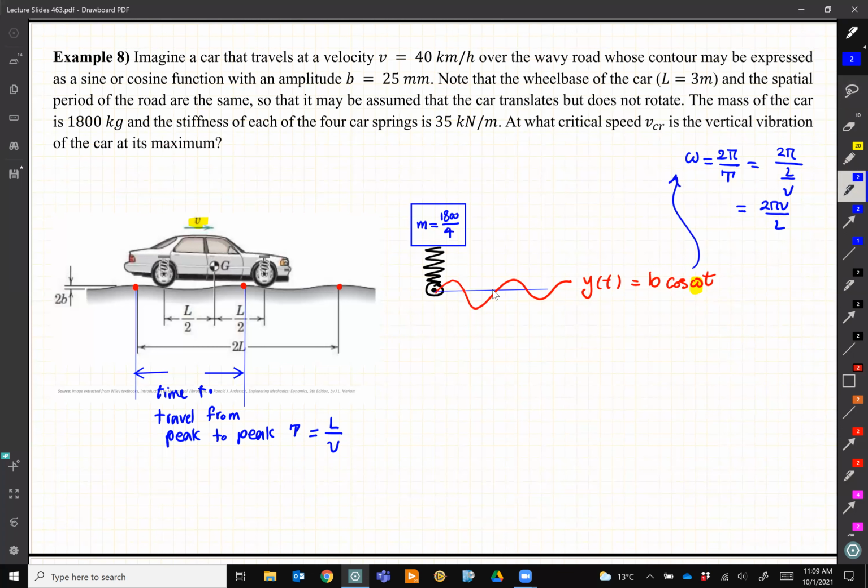Okay, so. And we assume that this car is not going to tilt or do anything, it just moves up and down. So I can assume that it is inside a rail and one motion X can describe the movement of this car. So we call this one, let's say, a quarter model.